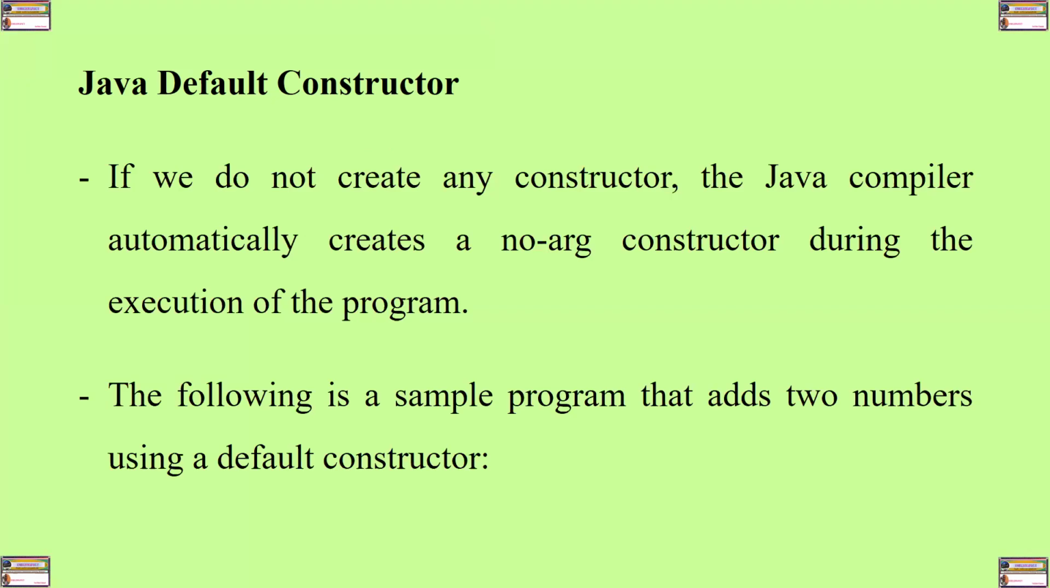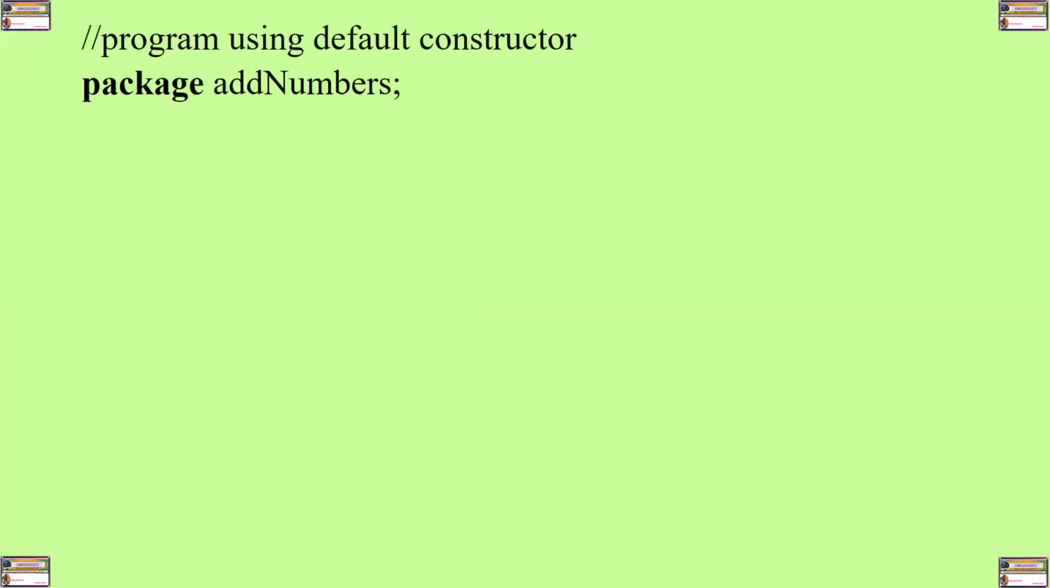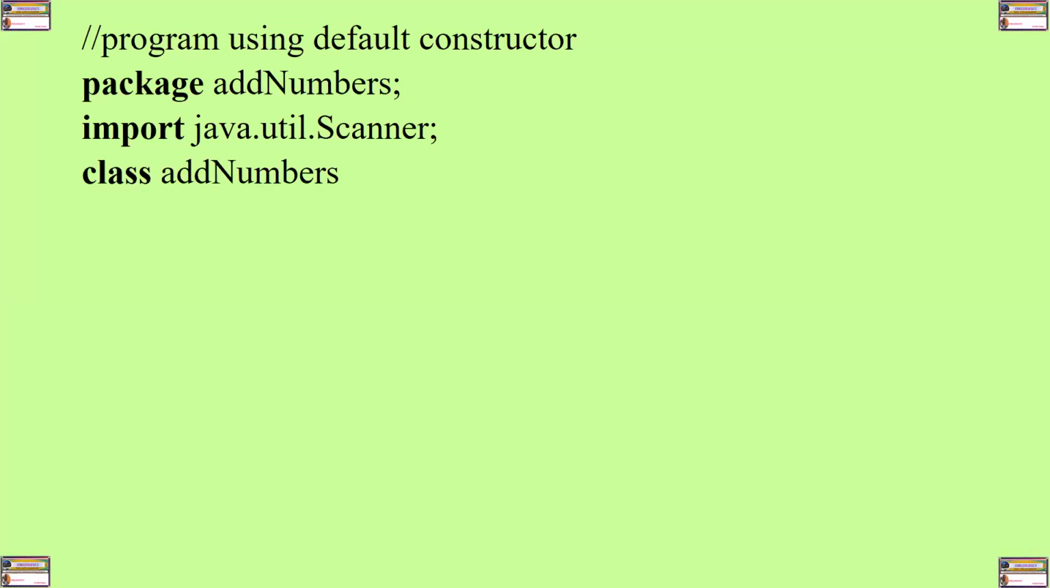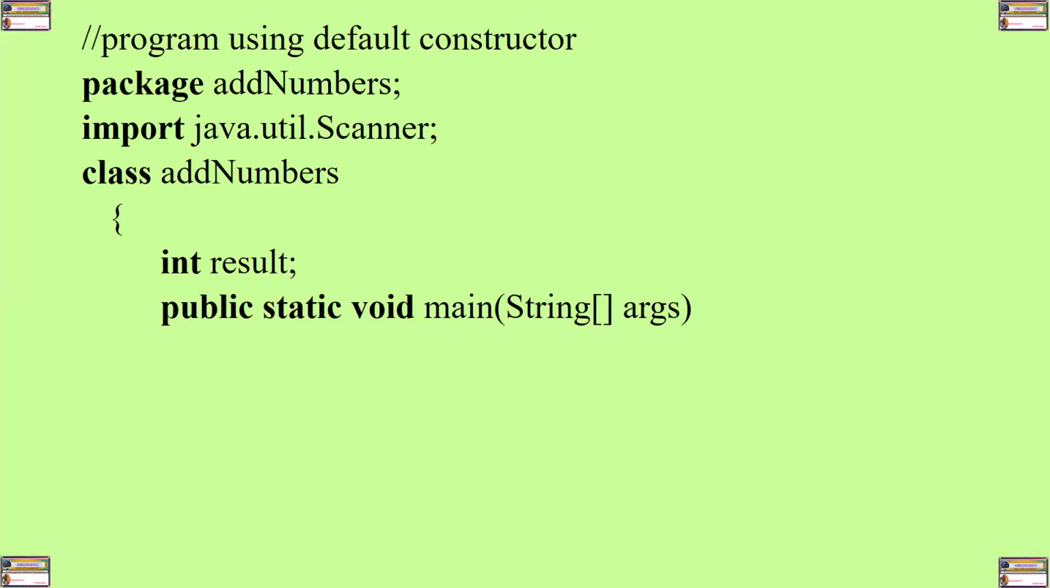So the following is a sample program that adds two numbers using a default constructor. The comment of the program is "program using default constructor". The name of the project is addNumbers. And the next statement is import java.util.Scanner. Then we define our class called addNumbers. And this addNumbers class has a data member, or field, called result, which is of type integer. And then we have the main method.